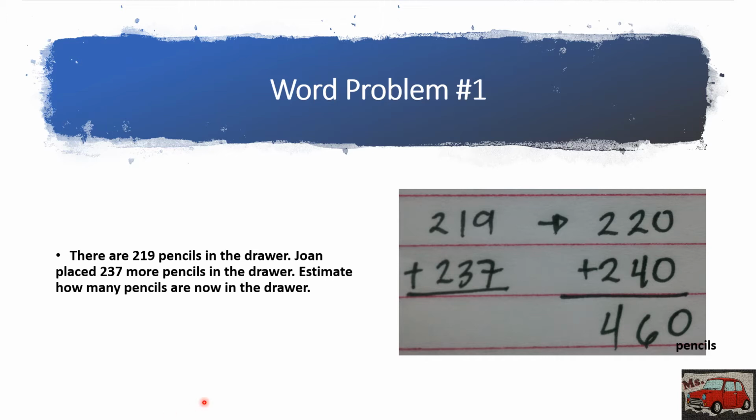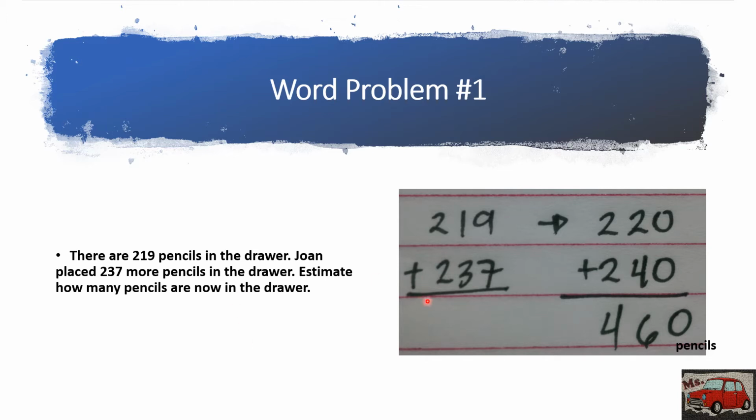Okay, so hinahanap lang natin kung ilan na daw yung estimate na number ng pencils na nandun sa drawer. Okay? So, we have 219 pencils and then Joanne placed 237 more pencils. So, we have this keyword more. So, we know that our operation is addition. Okay? So, since we're just asking for the estimate, pag when we estimate, it involves rounding off. So this time, we will round off first to the nearest 10th place ng bawat number.